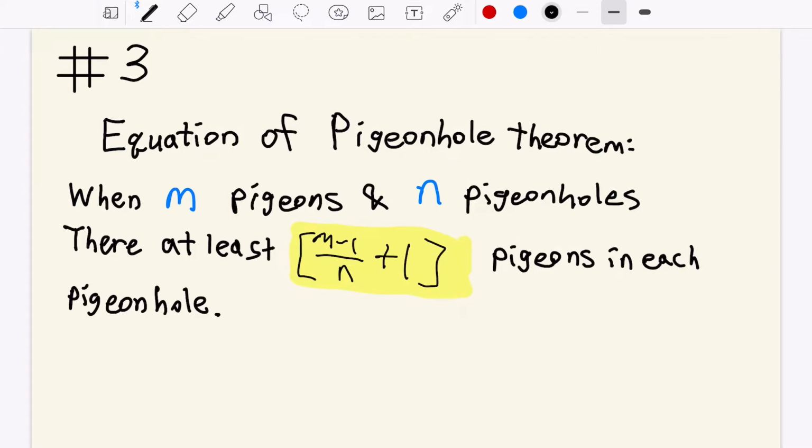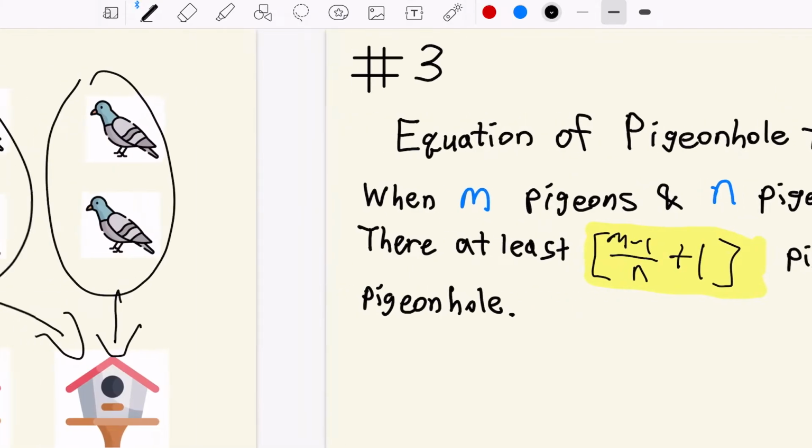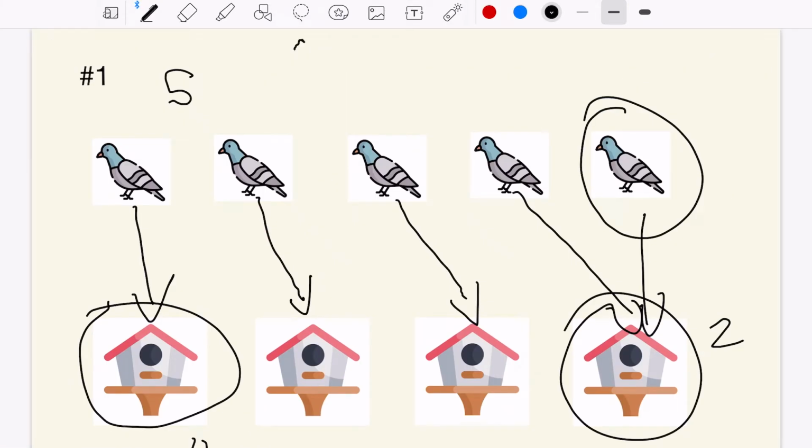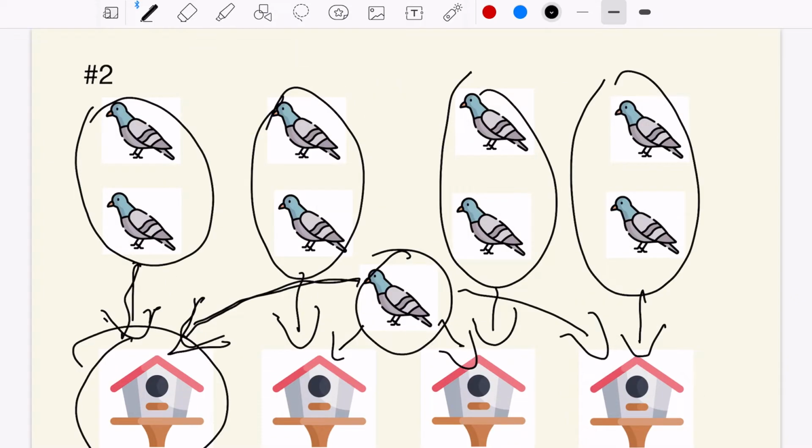So if we apply this equation to the previous scenarios, in this example there are 5 pigeons and 4 pigeonholes. If we put it into the equation, there are at least this many pigeons in a pigeonhole, and this is 1 plus 1, which is 2. So there has to be a pigeonhole with 2 pigeons. In this case, there are 9 pigeons and 4 pigeonholes. If we put it into the equation, it becomes 3. So there is at least a pigeonhole that contains 3 pigeons or more inside it.